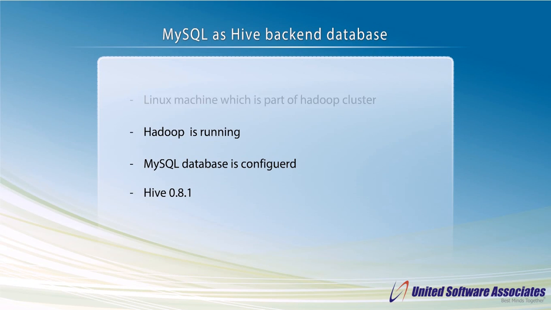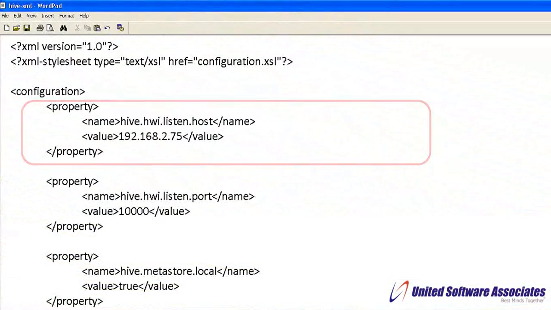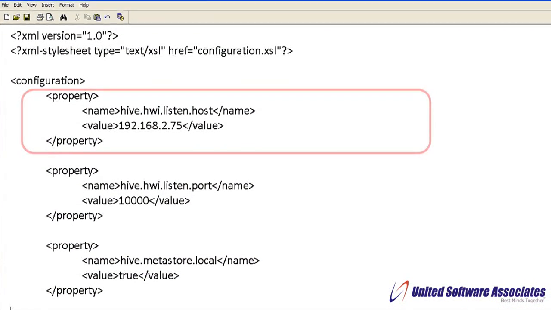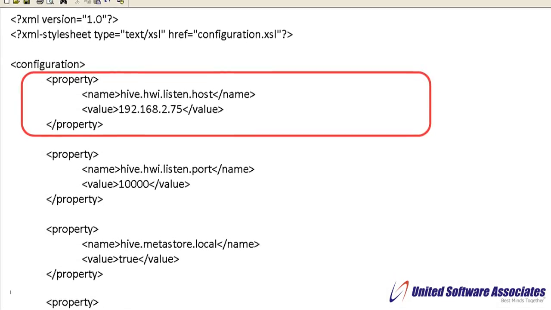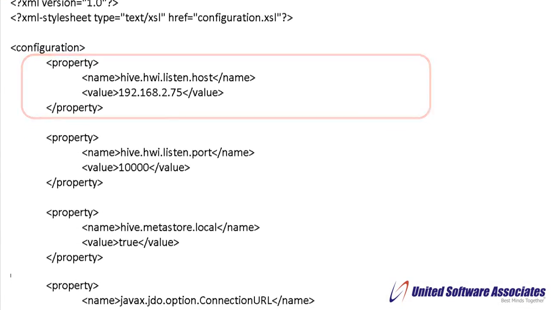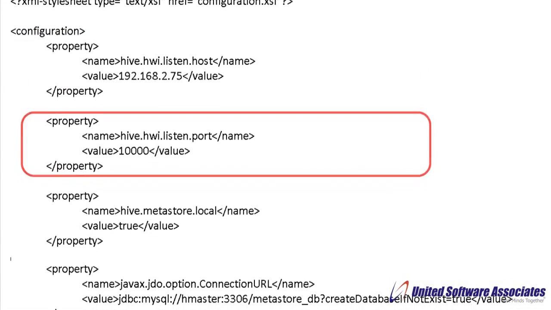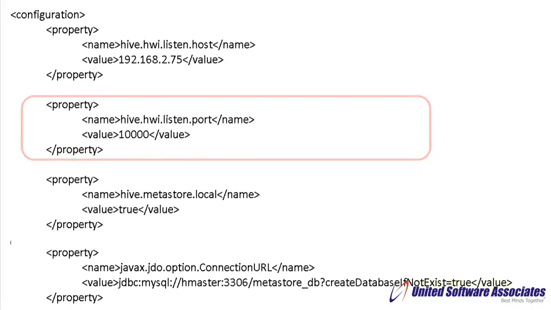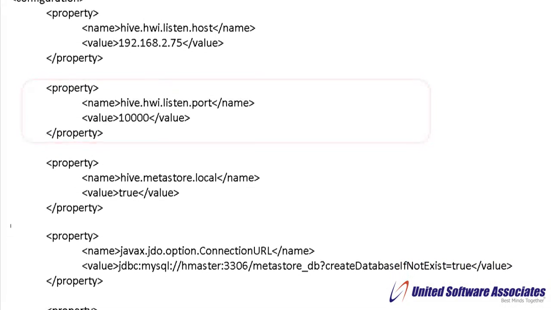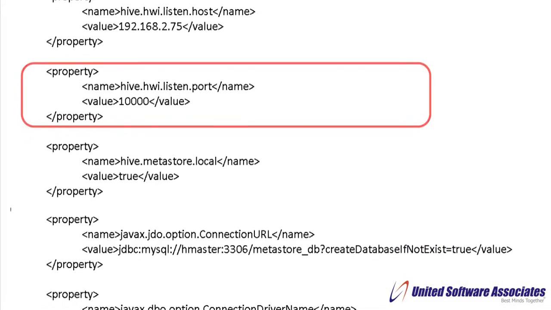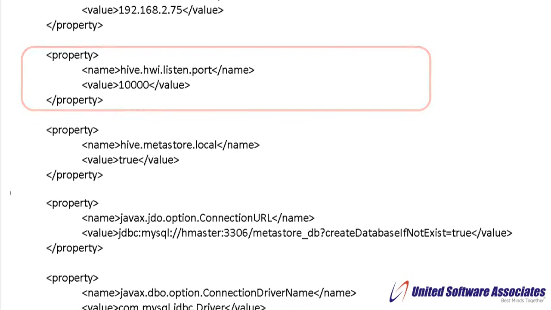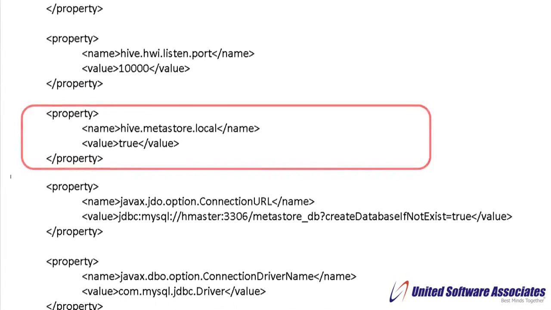Add the following properties. Specify the host address the Hive web interface will listen on. Specify the port the Hive web interface will listen on. Default value is 9999. We have changed it to 10,000. To use a local store, keep the default value true.